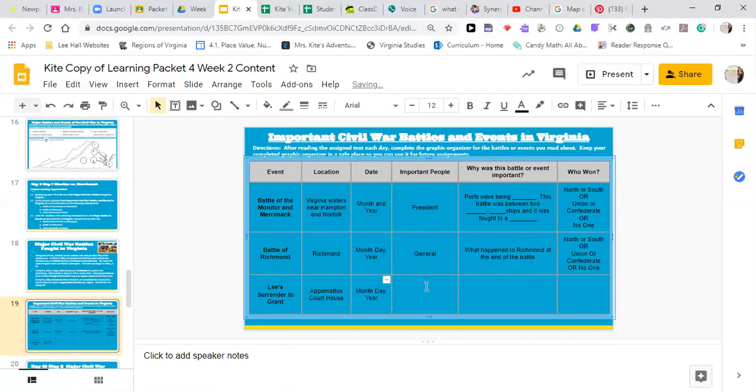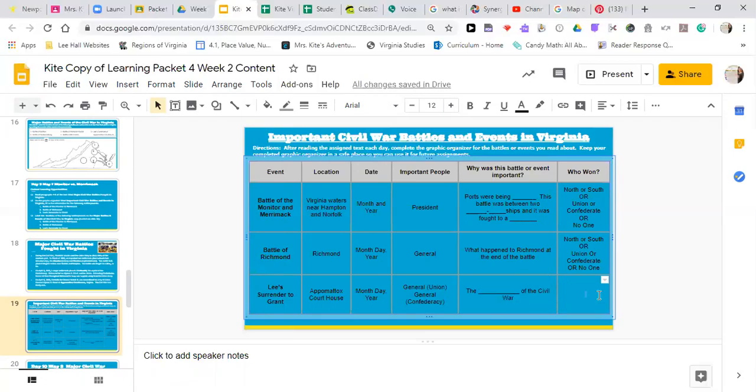Important people there are two for this one. The general for the Union and the general for the Confederacy. Make sure that they are both included. Why was this battle or event important? And this battle or event was important because it was the blank of the Civil War.